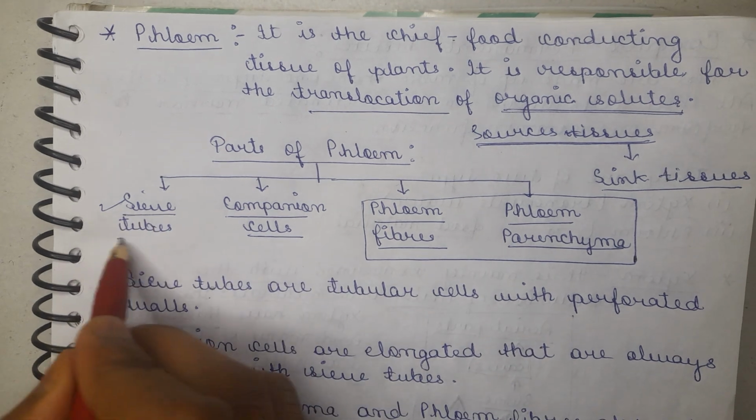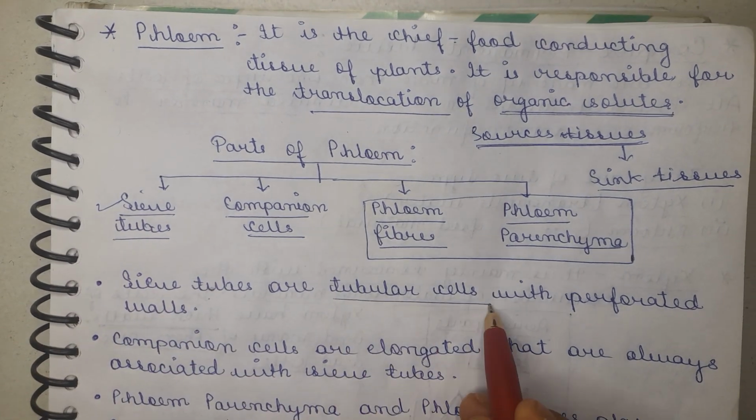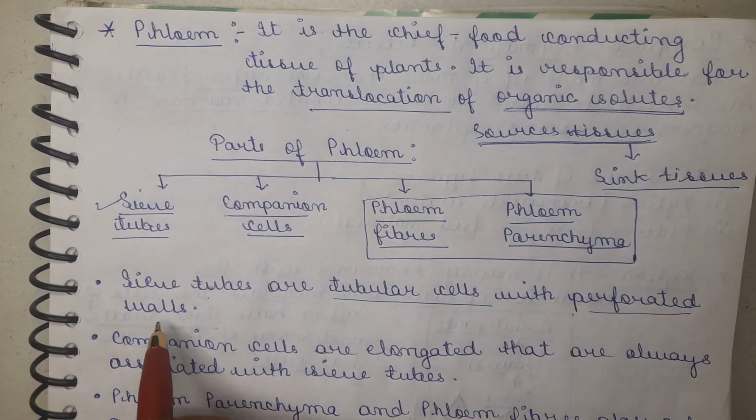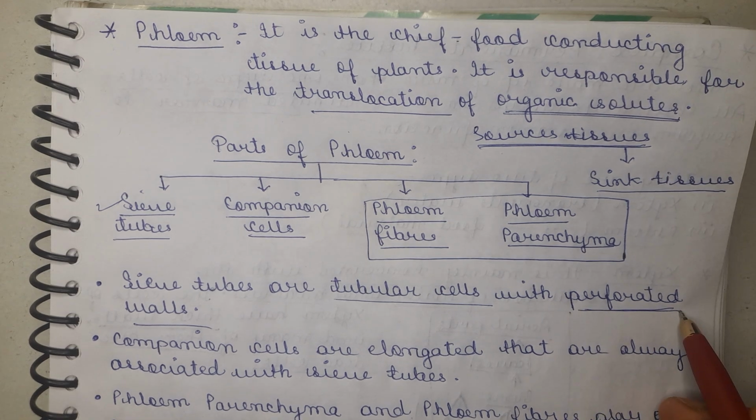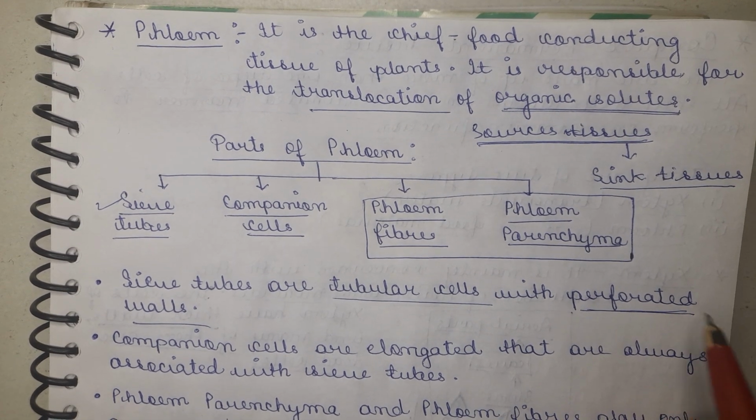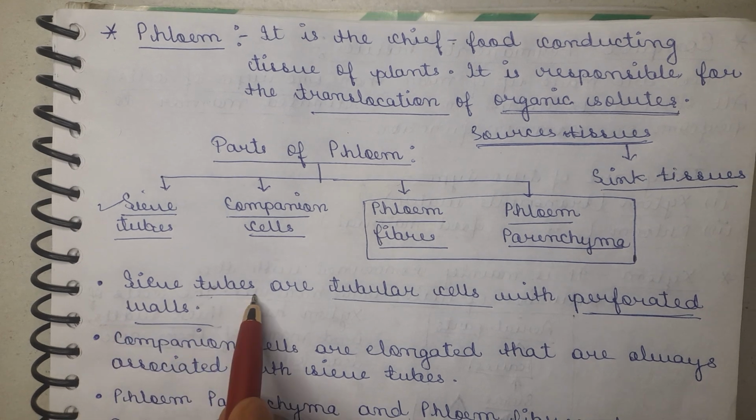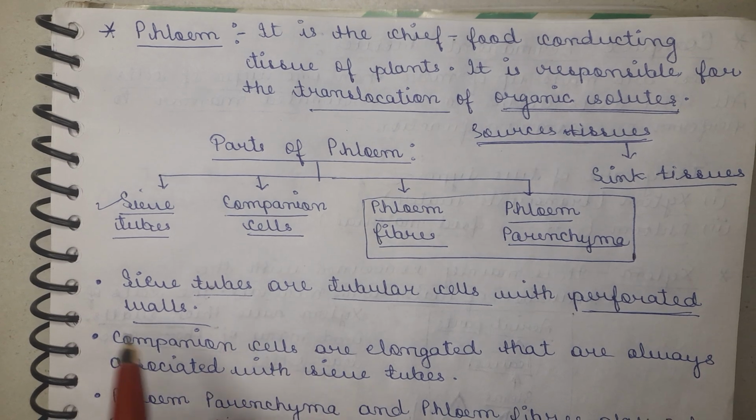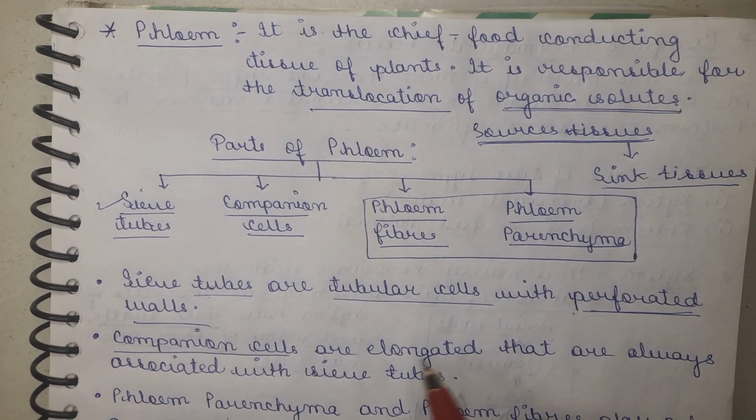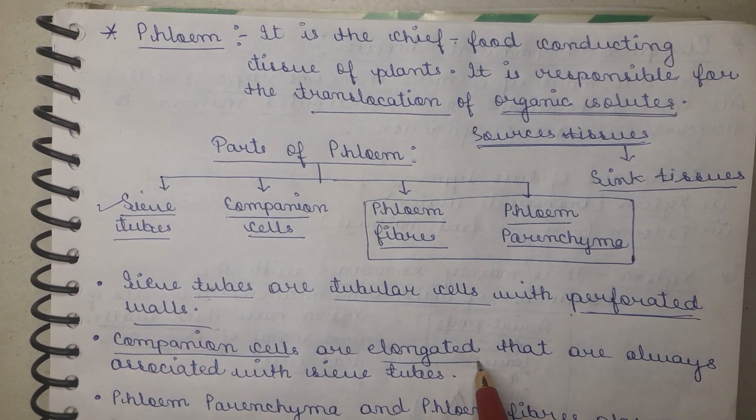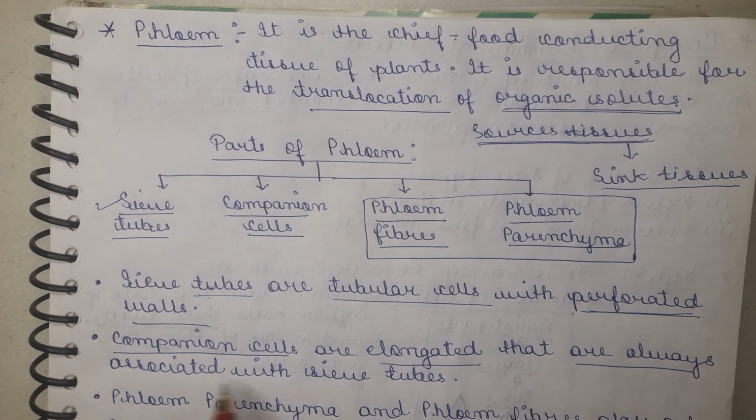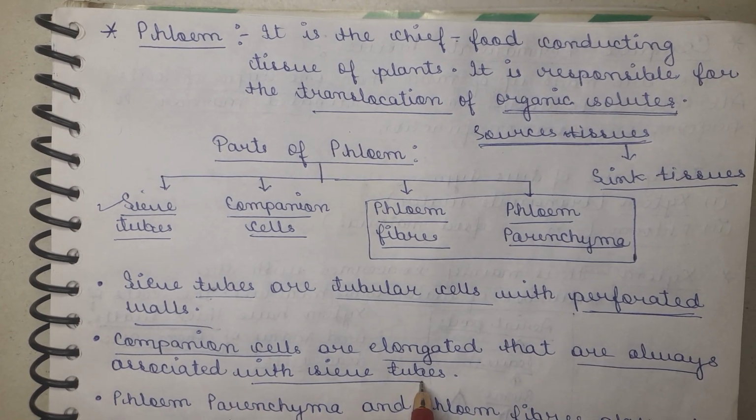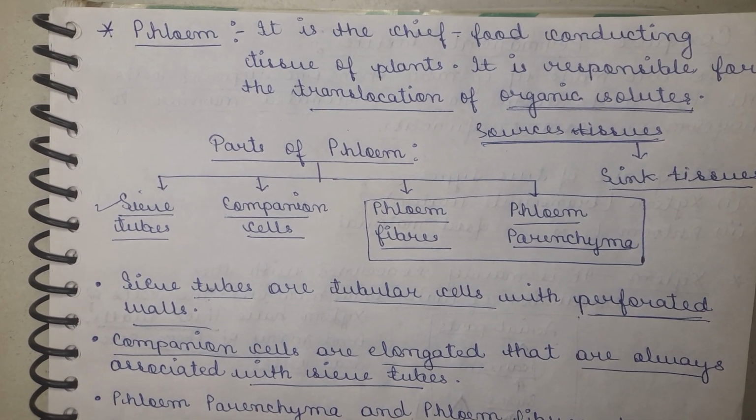Now the first one is the sieve tube. Sieve tubes are basically tubular cells with perforated walls. Perforated walls means walls where numerous holes are present. Now these sieve tubes are responsible for the passage, or the way of transporting food materials. The second one is companion cells. They are mainly elongated, long in size, always associated with the sieve tubes, and very close to the sieve tubes.